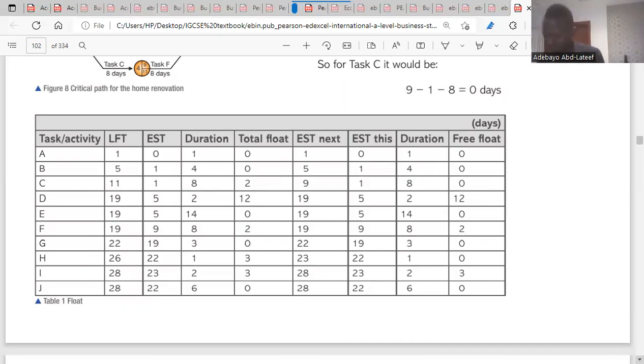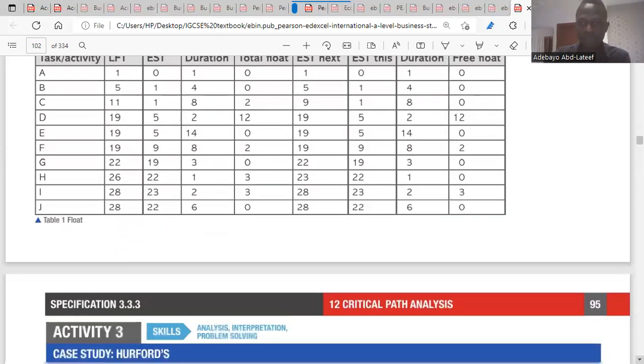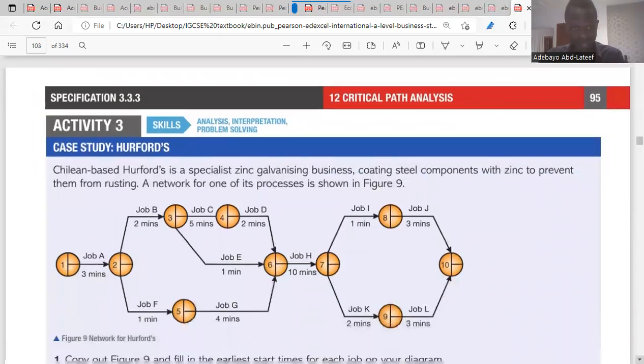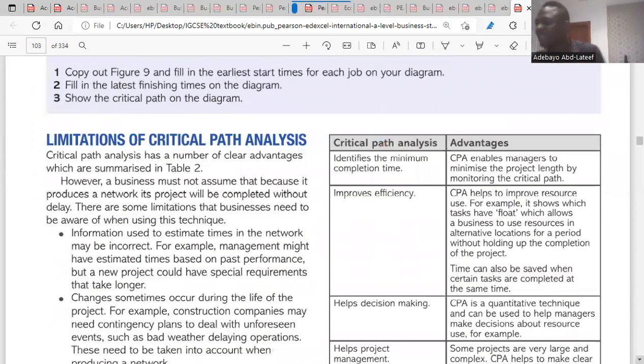Then we go to the limitations now of critical path analysis. We already talked about the advantages of critical path analysis, right? It helps us to manage our time. It is useful for networking. It allows you to allocate resources as at when due. Do you remember that? Now, what are the problems we encounter when we use this method?